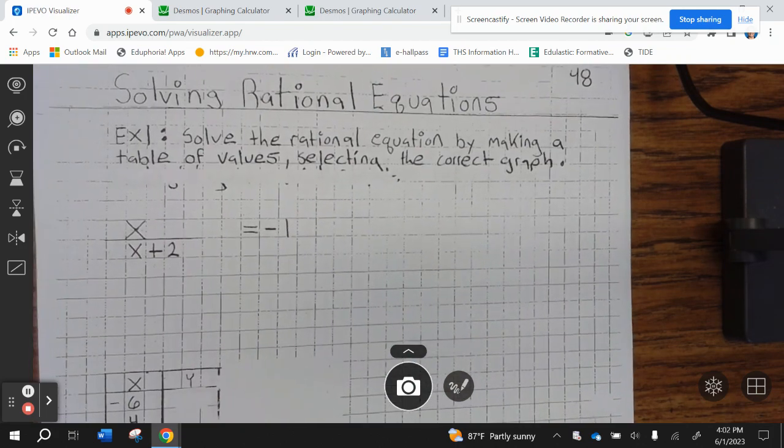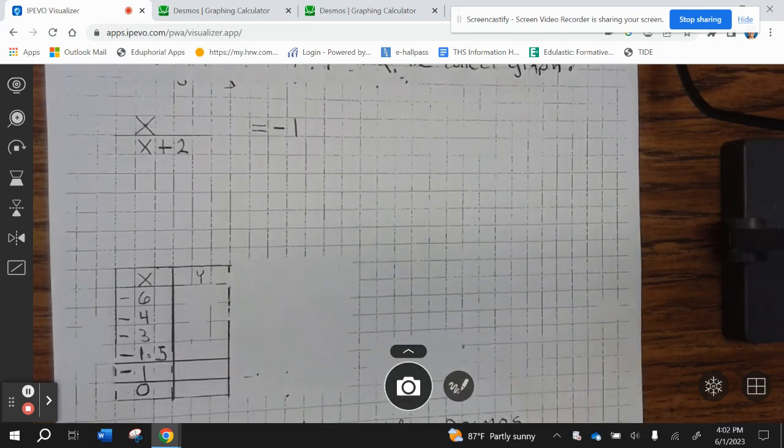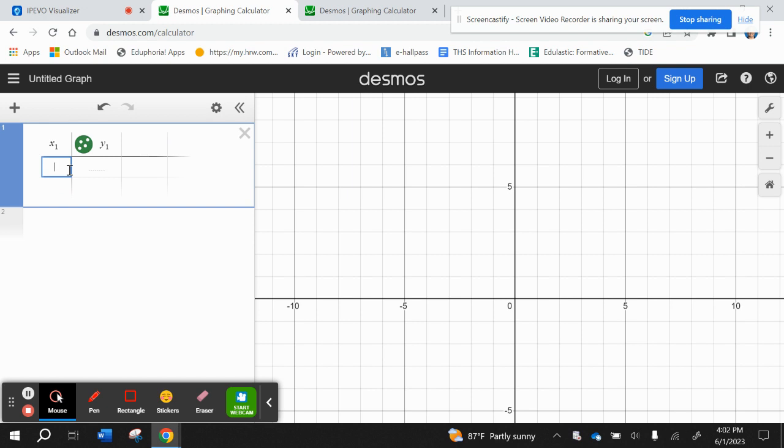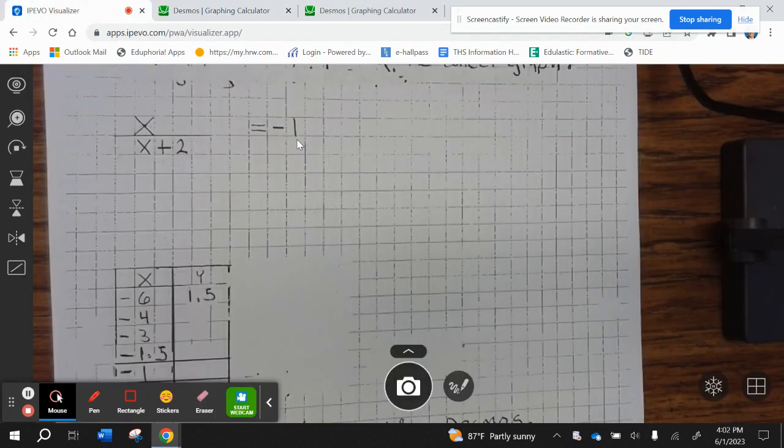Okay, so let's go ahead and make a table. We have our values, so we're going to go to Desmos. We have table. So -6, and then I'm going to plug in -6 for x. So -6 divided by -6 plus 2. So our first point is 1.5. Now we're looking for -1. Once we get to -1, we can stop because we found our solution.